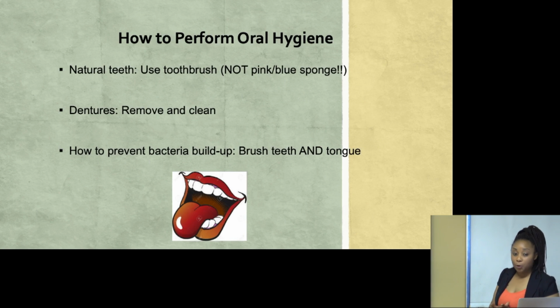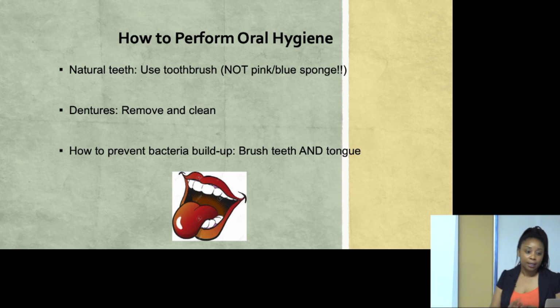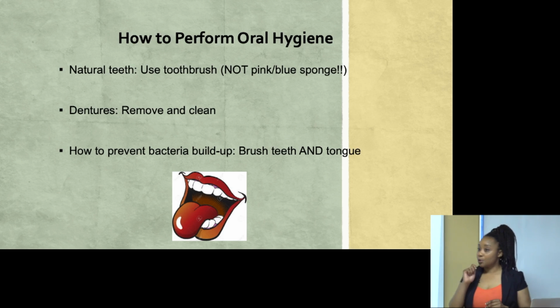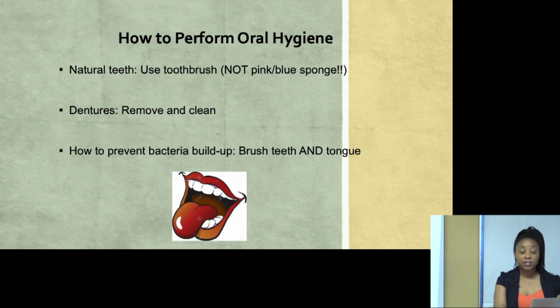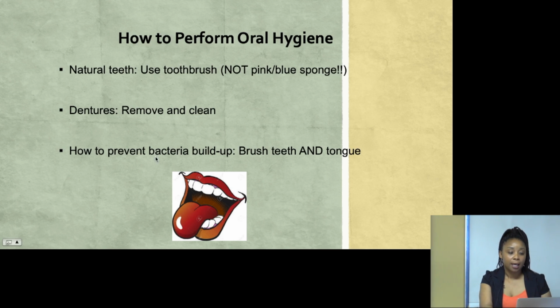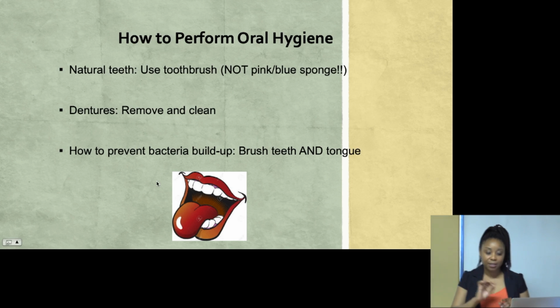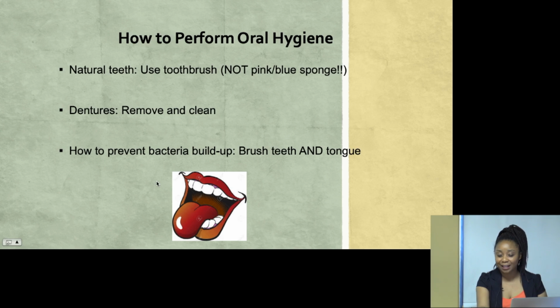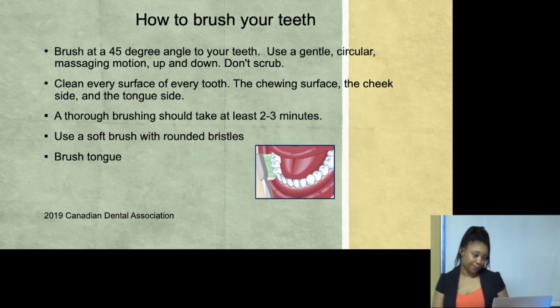So how do we perform oral hygiene? With our natural teeth, we use toothbrushes, not the pink or the blue sponge. Those are really just for moistening the mouth. Dentures, we remove them and clean them in the correct solution. How do we prevent bacteria buildup? We also brush our tongue and our teeth. That's one thing that is often forgotten. The tongue needs to be brushed as well.